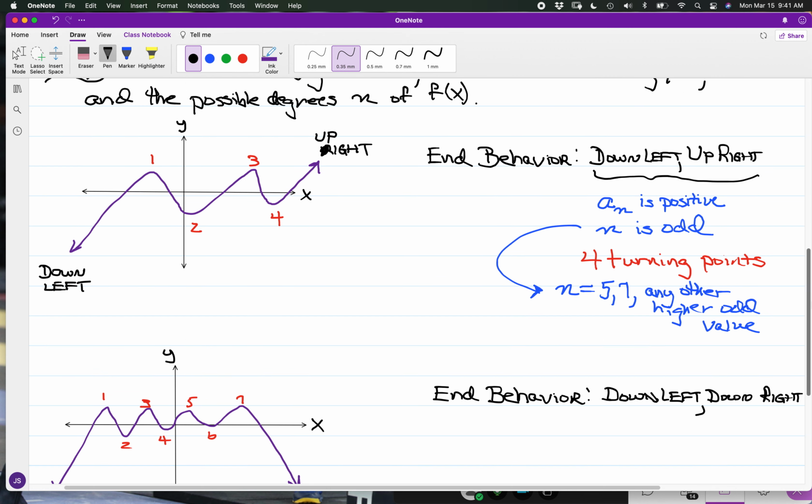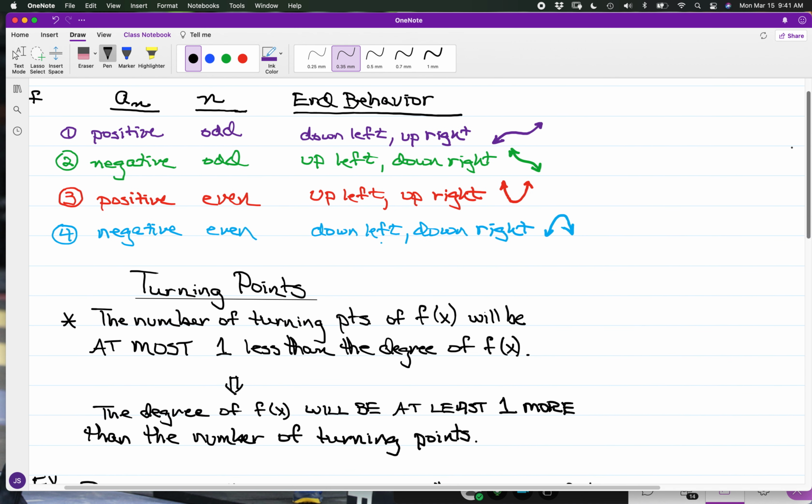So for what we have here, the end behavior is down to the left and down to the right. This will be the last case, where a sub n is negative and n is going to be an even value.